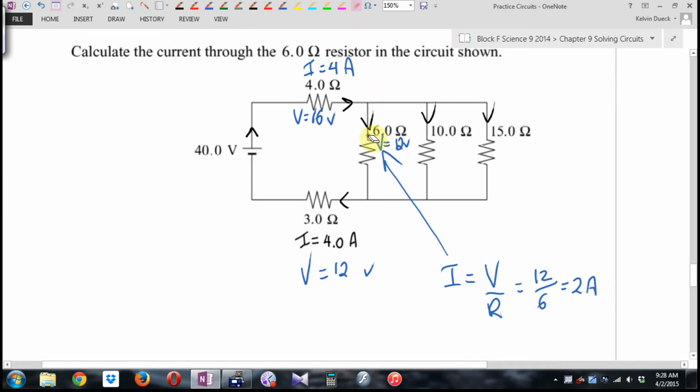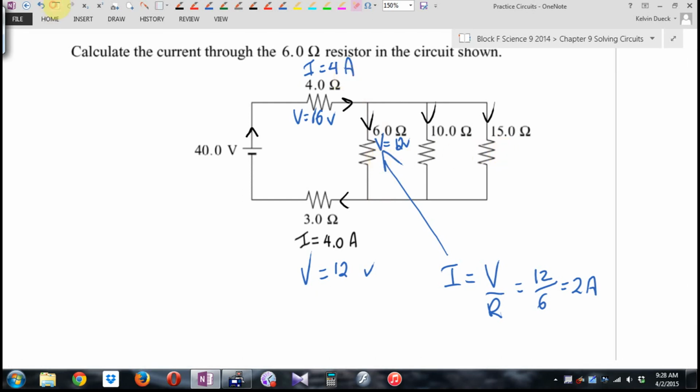how many volts from here to here? Also 12. How many volts from here? Also 12, because you're shaking hands and meeting up. Each hill is the same height. They'd all have different currents in them. But these 3 would add to 4, because there's a total of 4 amps.